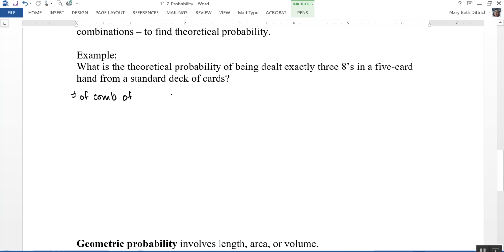I'm going to write that out a little more neatly, sorry. Let's do three 8s from four 8s, which is equal to 4C3. Okay, let's go over what that means. In a standard deck of cards, there are four 8s. How many different combinations, how many ways can I get three out of those four 8s? Since the order doesn't matter, it's a combination. There are four possible 8s, and I need to get three of them. That's my first three cards, or the three 8s.